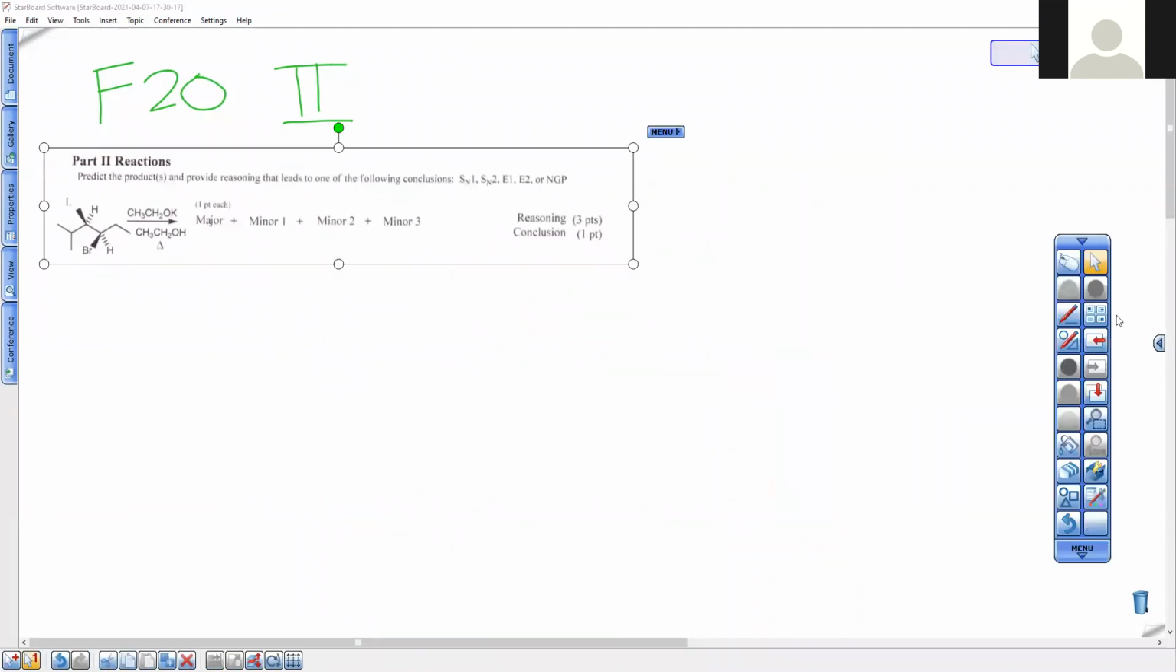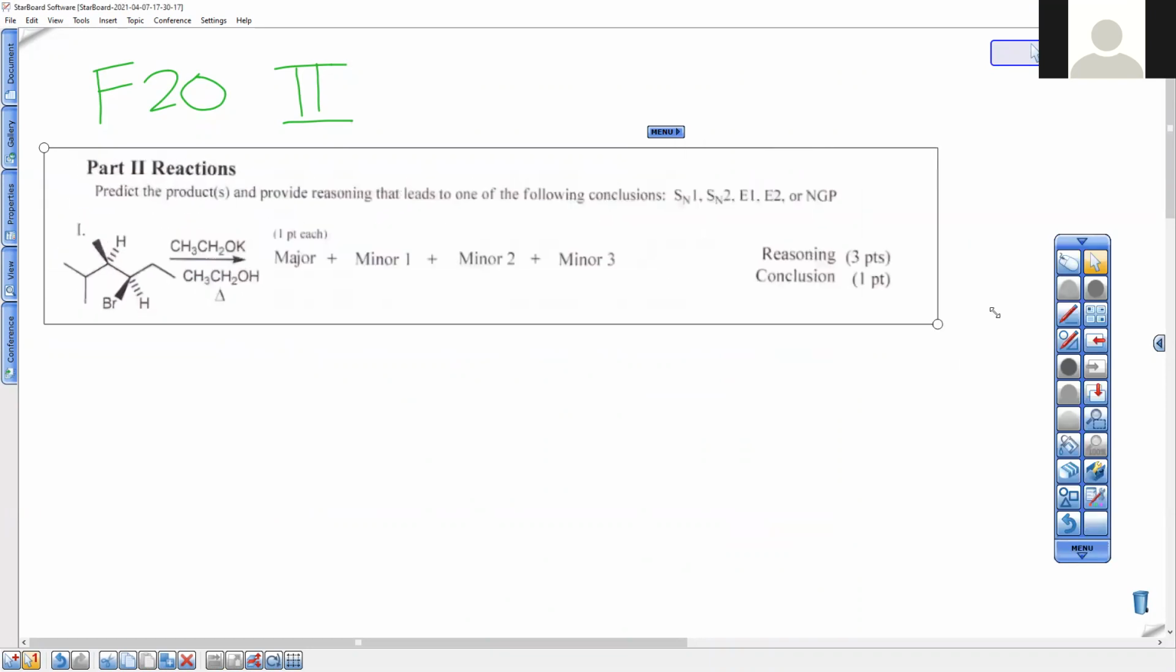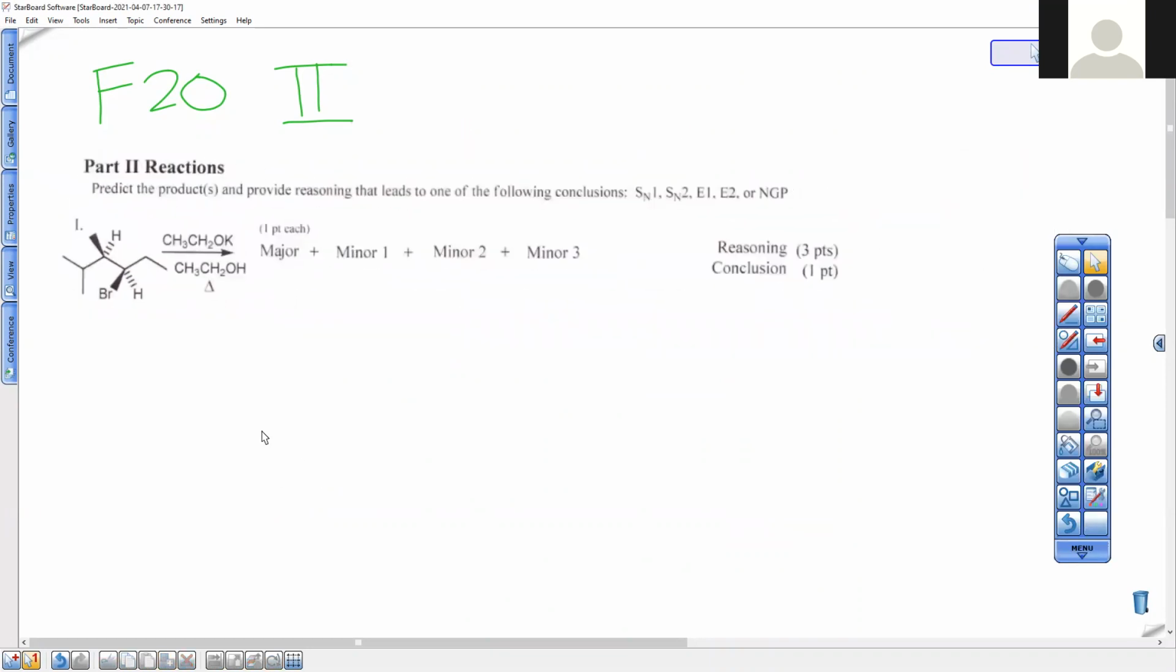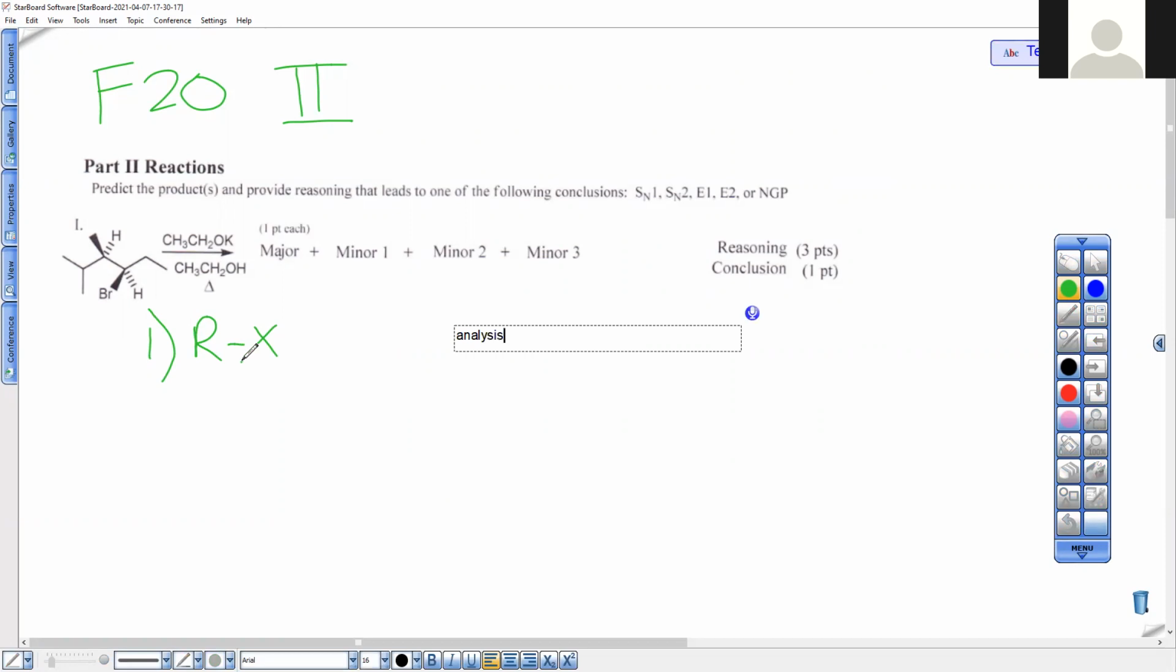So we have to look at the carbon with the leaving group first. And halogens are excellent leaving groups. They're not the only leaving groups, but it's a good start. So let's do analysis of carbon with leaving group. I call it RX. And this is our analysis here.